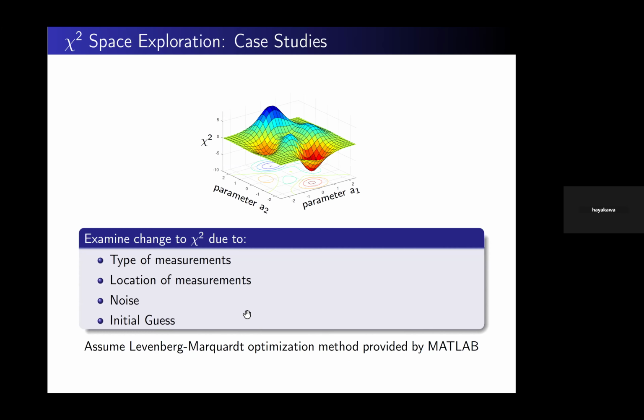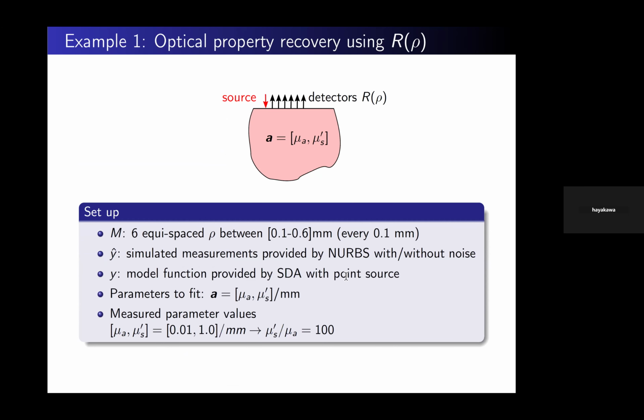So I'm going to look at some examples that we ran. And all of this is using the Levenberg-Marquardt. We're going to look at why the types of measurements, the locations of measurements, the noise, or the initial guess changes your converged values. The first one I look at is spatially resolved reflectance. I have a point source here and 6 detectors. I'm trying to find mu A and mu S prime here.